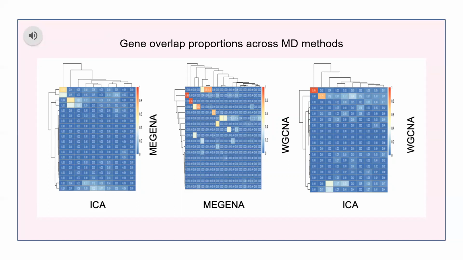Megena and ICA had very little overlap between their modules. WGCNA and Megena's results showed that in some instances, one WGCNA module encompassed multiple Megena modules. And finally, WGCNA and ICA had a handful of modules overlapping.